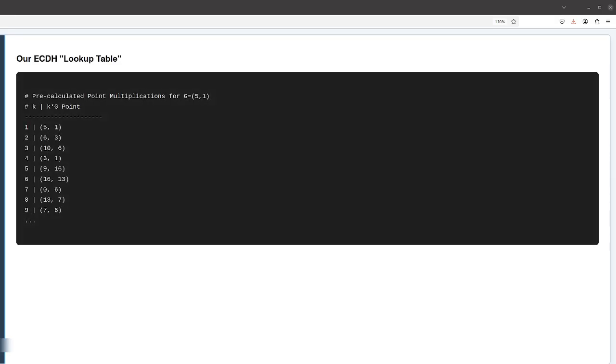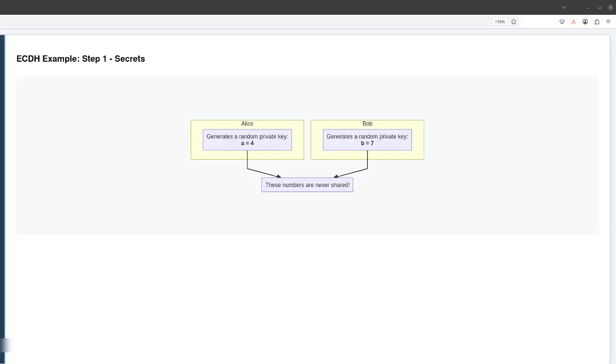Our ECDH lookup table. To make our example math easier to follow, we will again use our pre-calculated lookup table for our generator point G. This table shows the result of multiplying G by different numbers. For example, 4 times G is the point (3, 1), and 7 times G is the point (0, 6). In the real world, these calculations are done on the fly, but this table will allow us to focus on the protocol's logic.